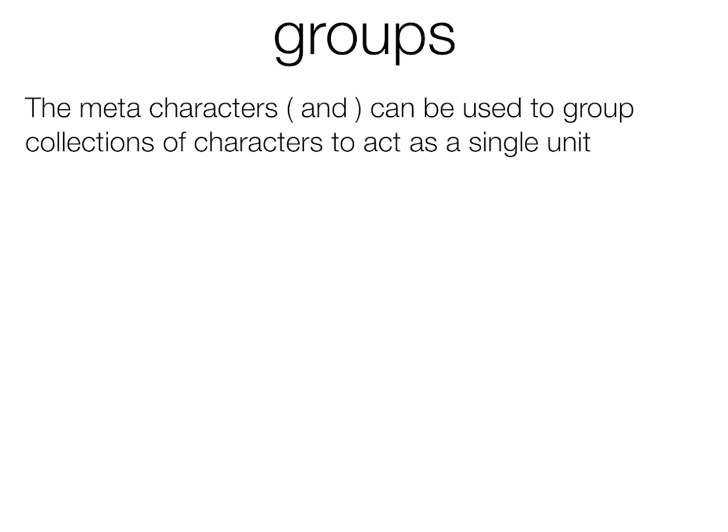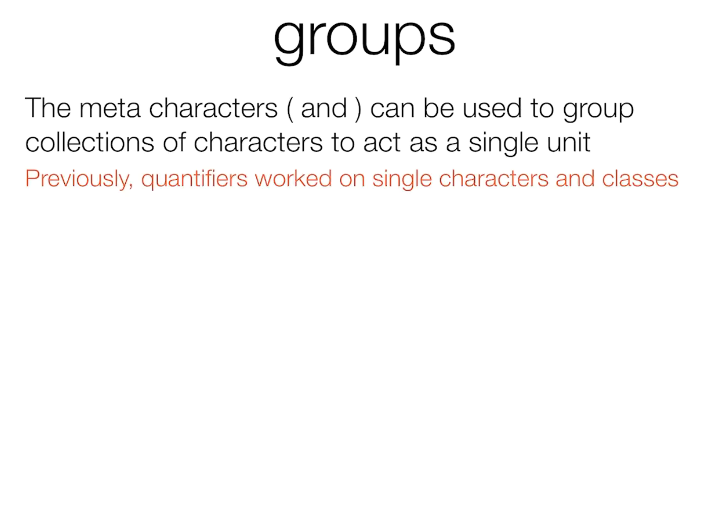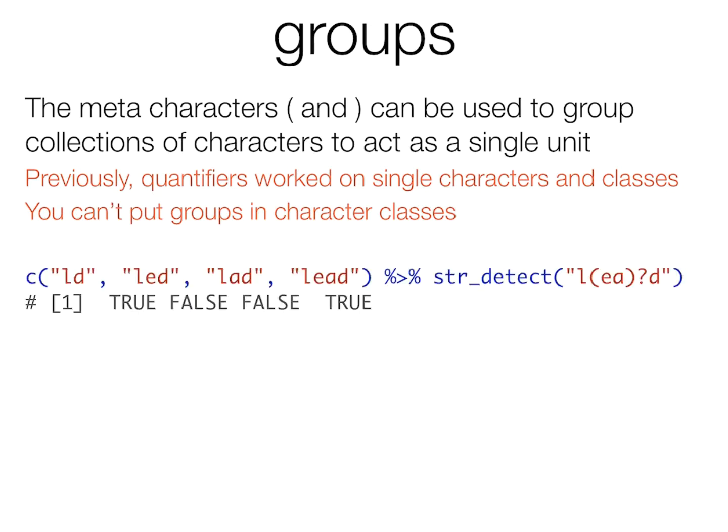We now move to groups. Groups are regular expressions that are associated in some way by the meta characters open and close parentheses. These are going to associate characters together as a regular expression. So for example, previously quantifiers only worked on single characters or character classes, which we know are interpreted as single characters. Now they'll be used to apply to groups as well. Since character classes do represent a single character, you can't put groups in character classes.